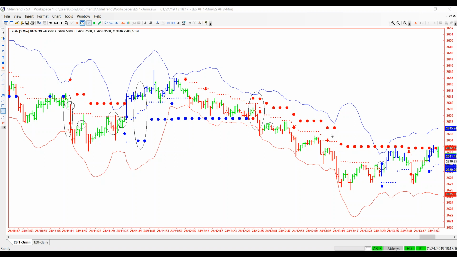Michael's got a question here. Fresh buy-sell signal on the 1-3 during a trend reversal. For example, the ES at 2 o'clock. Okay, I didn't get up to 2 o'clock yet, so I'll take a look at that in a minute.